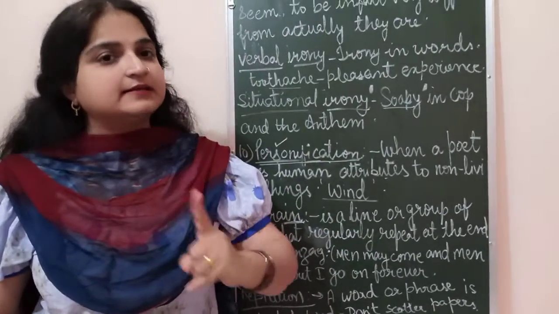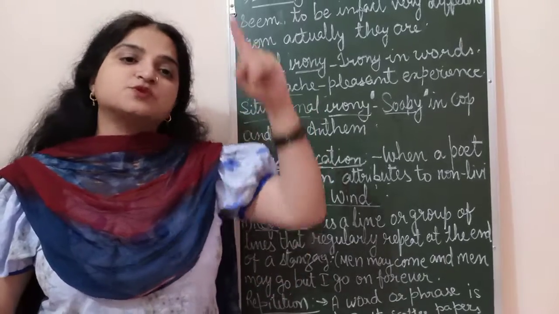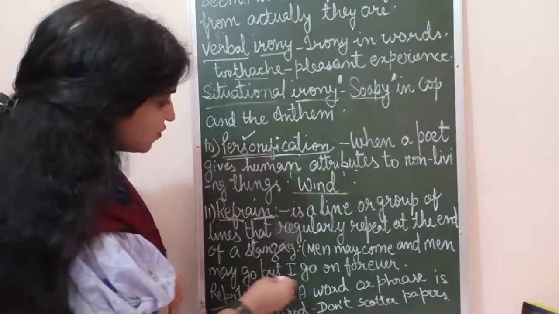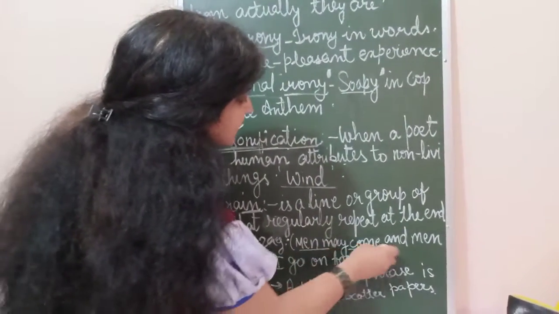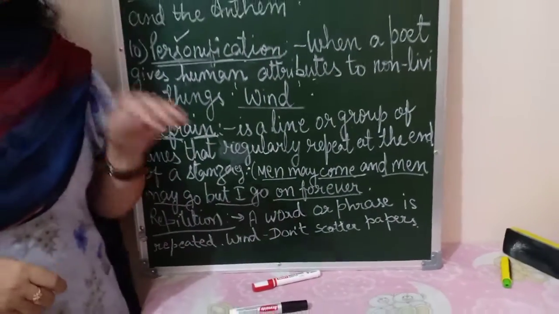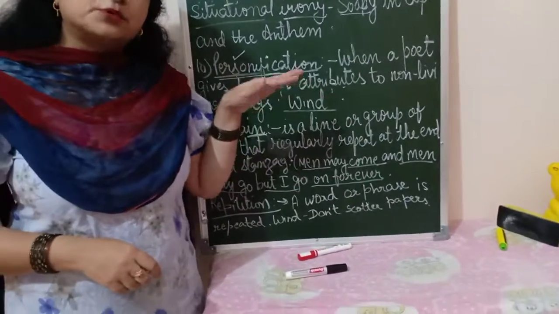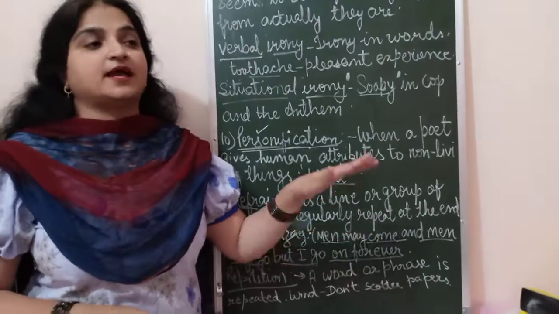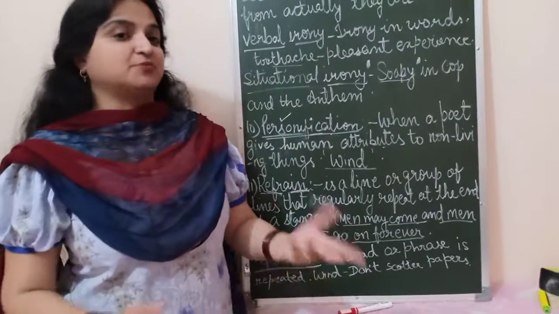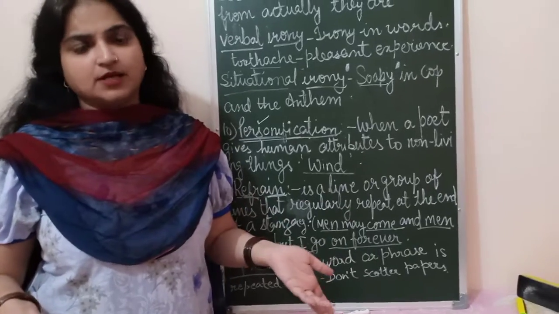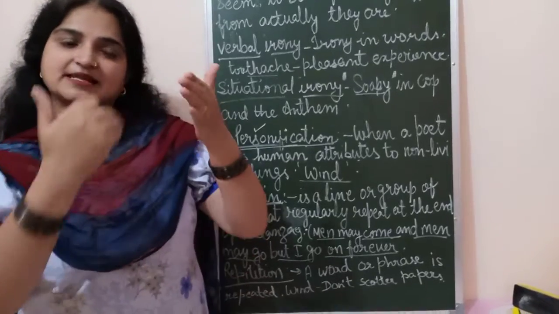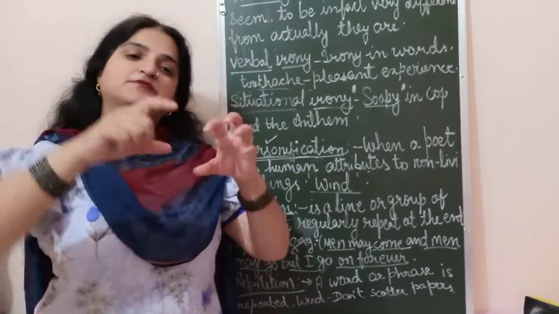So there was one line in that poem which was repeated again and again after every stanza, and that line was: for men may come and men may go, but I go on forever. By this line, the Brook wants to emphasize the idea that human life is mortal and the life of the Brook is immortal. Human beings take birth and they die, but I go on forever. So this line is repeated after every stanza.